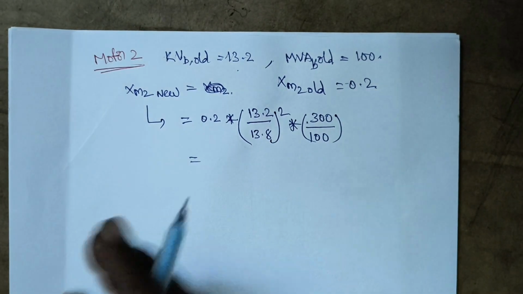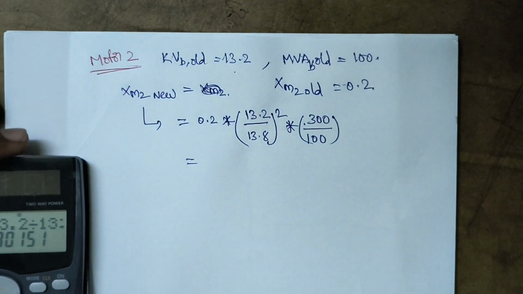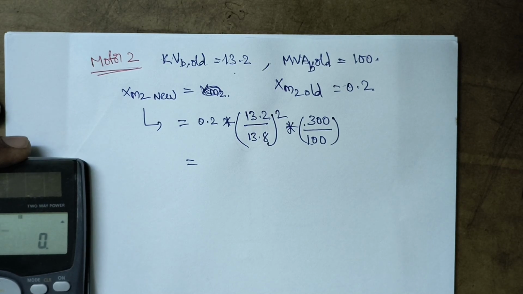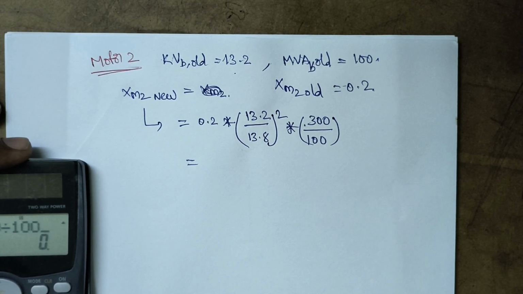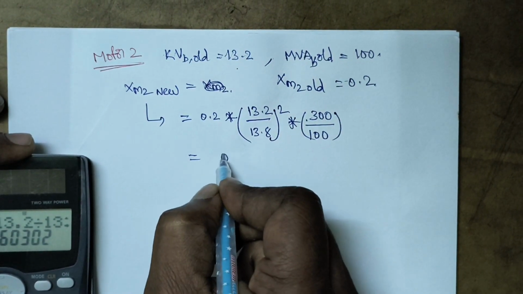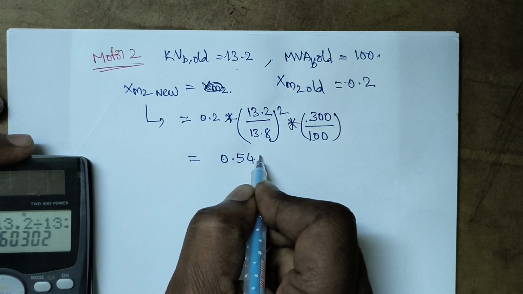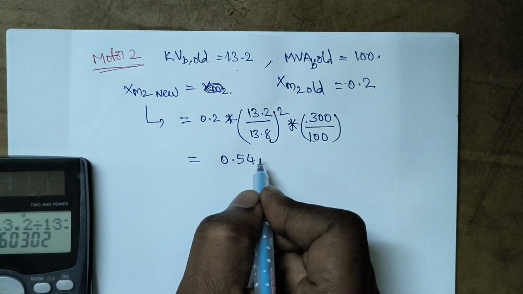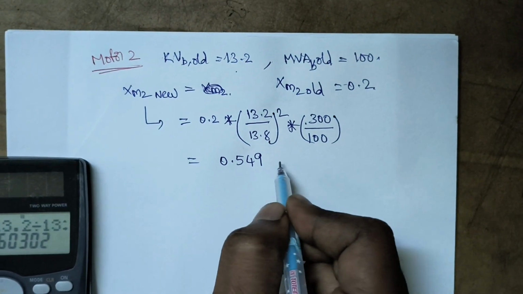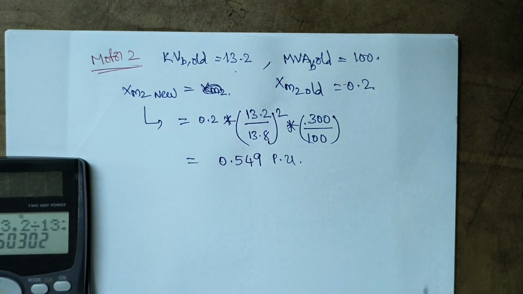Then what is this value? That is 0.2 into 300 by 100, 0.6, multiplied by 13.2 by 13.8 whole square, which is given by 0.54896. Let me take 0.549 approximately. This is the per unit value of motor 2.